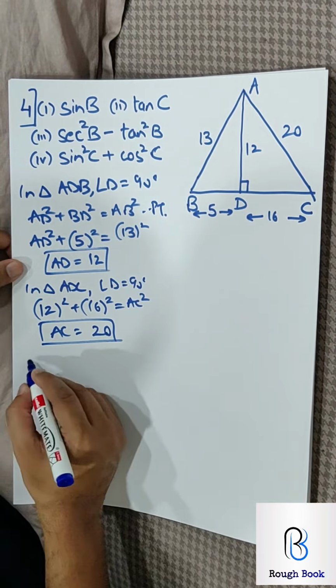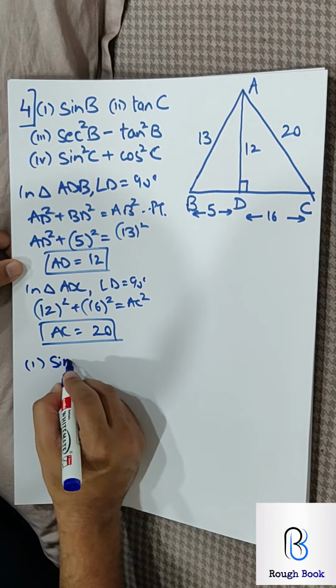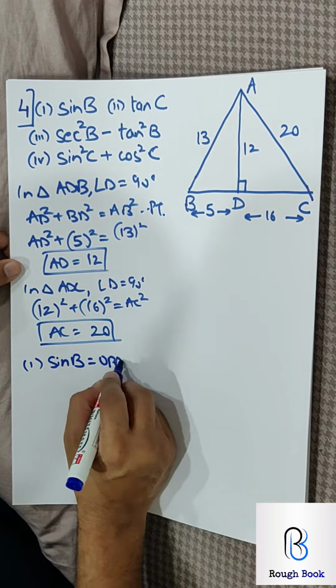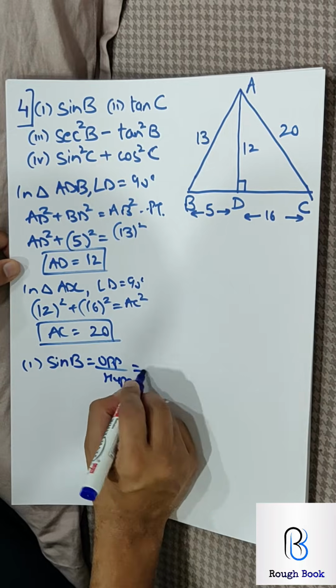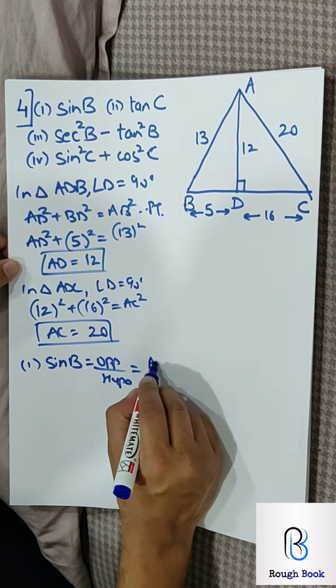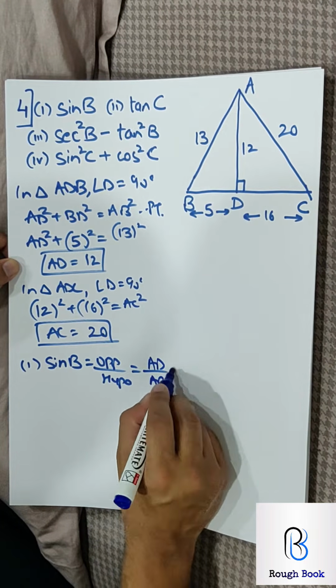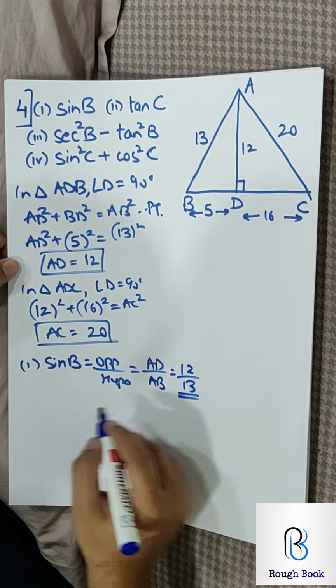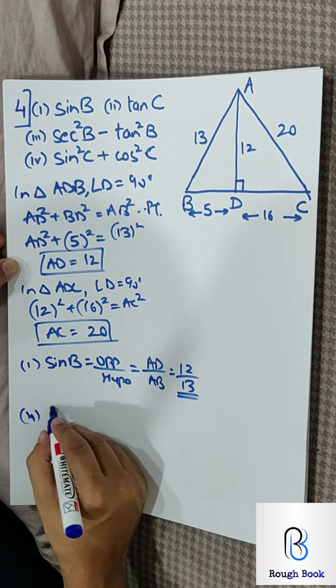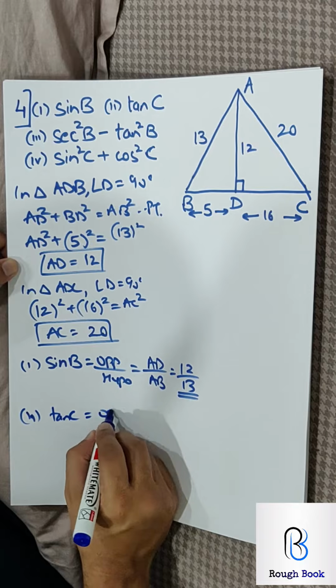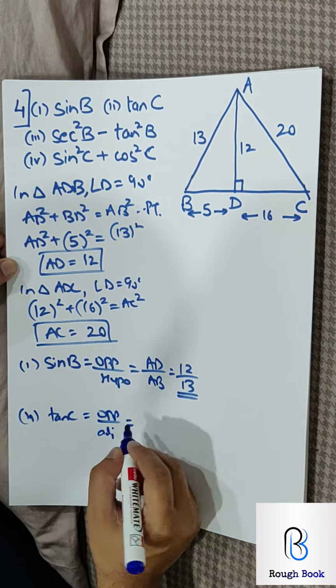So the first one, sin B, opposite upon hypotenuse. So for B the opposite is AD and hypotenuse is AB. So I get 12 by 13. Second part, tan C, opposite upon adjacent.